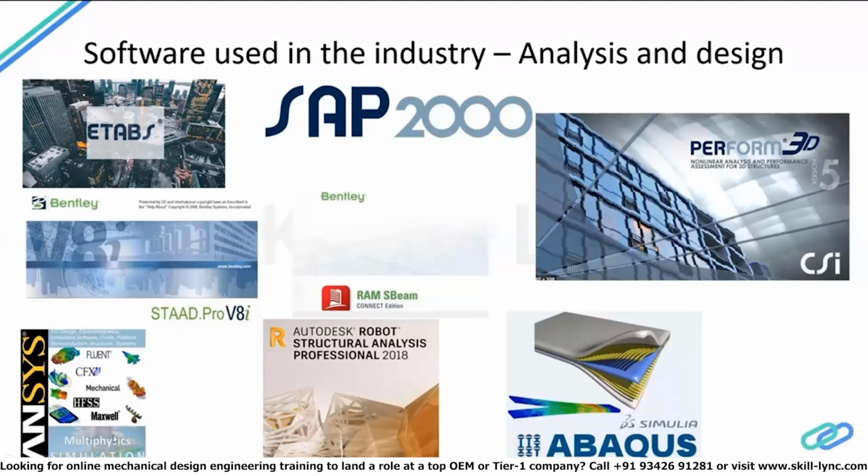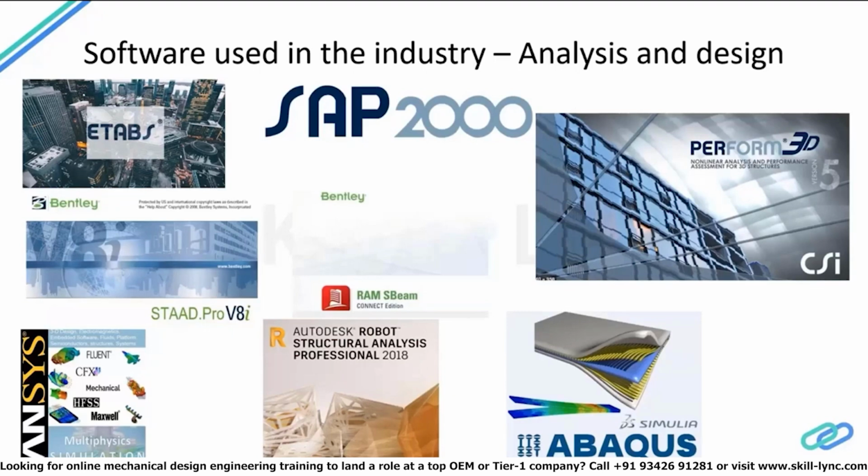And then we do have ANSYS and Abaqus, which are used more in the research field, or maybe if it's a shell structure that SAP or ETABS may or may not be able to handle. In that case, people go for software like ANSYS and Abaqus. So the point I'm trying to make here is that we have a wide variety of software which is used in the industry for different purposes. So that's that.